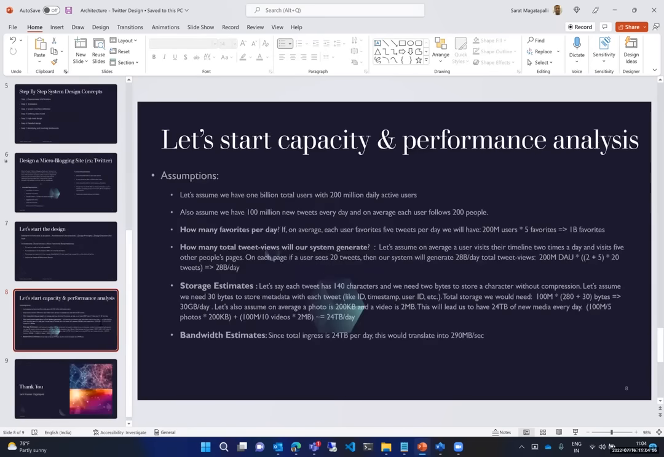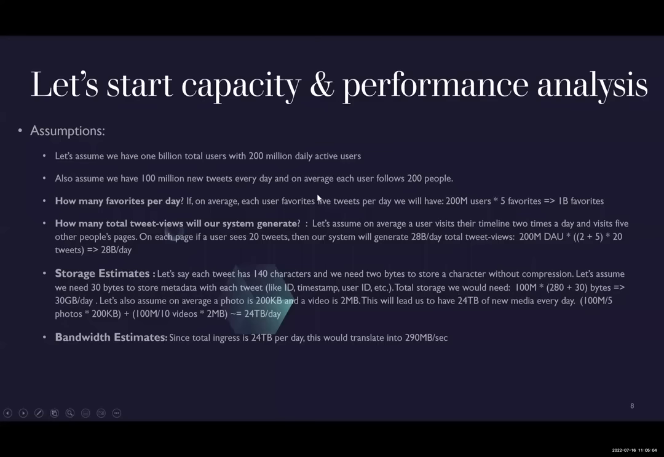Okay, so let's think about, as an architect, how do you do the capacity and performance analysis, right? So based on your business, you are making certain assumptions, right? Our business will provide you some assumptions. So let's assume we'll have 1 billion total users, right? So there are 1 billion users using our Twitter platform. Okay, with 200 million active users, right? Out of that 1 billion users, only 200 million are active users. Okay, so this is one assumption you made.